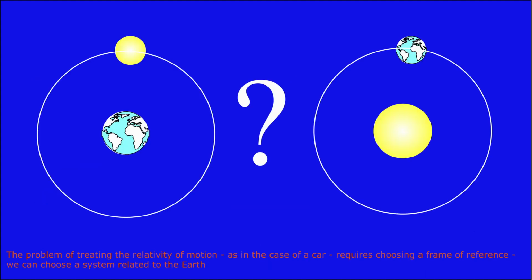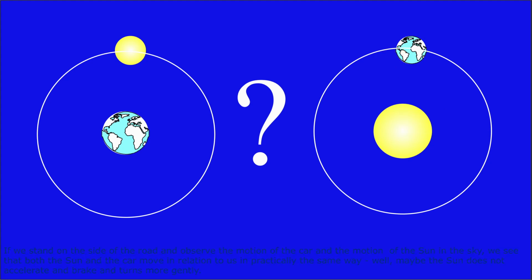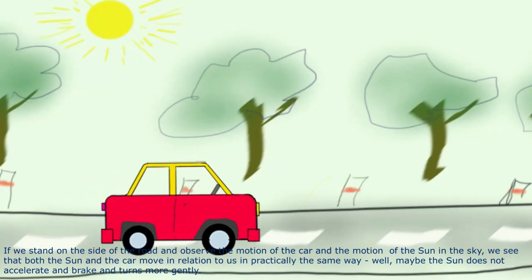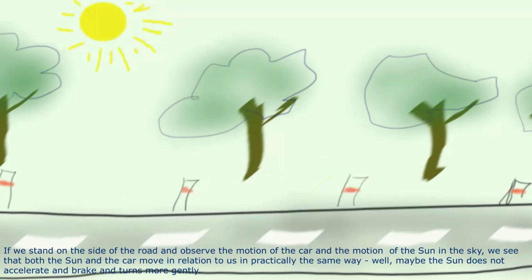The problem of treating the relativity of motion, as in the case of a car, requires choosing a frame of reference. We can choose a system related to the Earth, and also we can choose a reference frame related to the Sun. If we stand on the side of the road and observe the motion of the car and the motion of the Sun in the sky, we see that both the Sun and the car move in relation to us practically the same way. Well, maybe the Sun does not accelerate and brake and turns more gently.